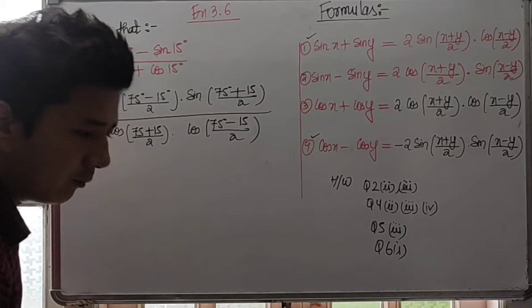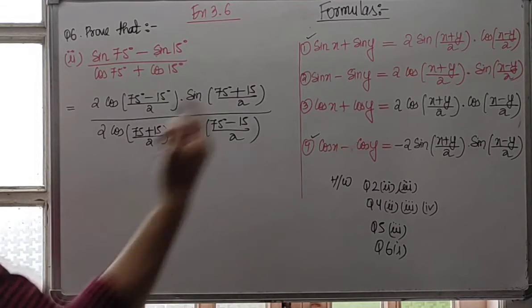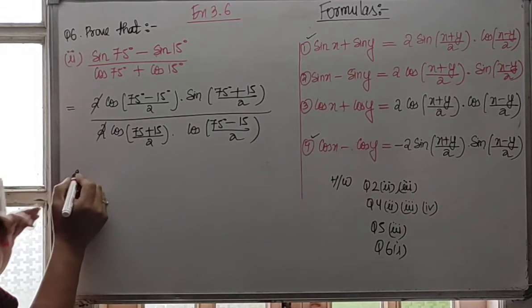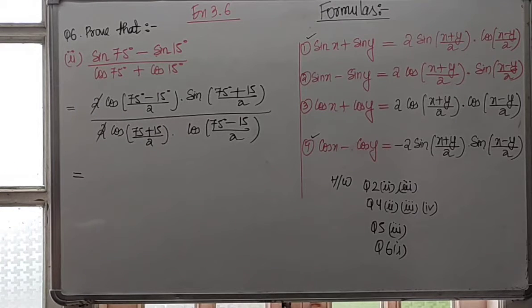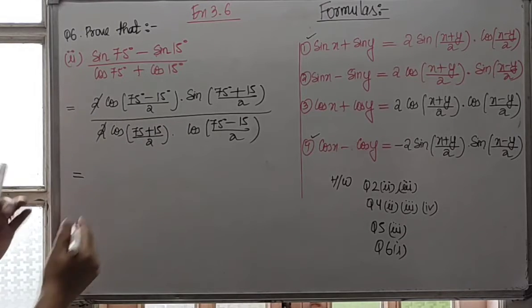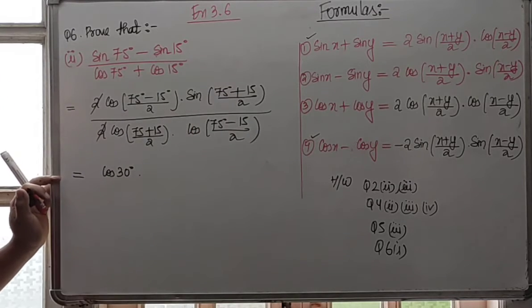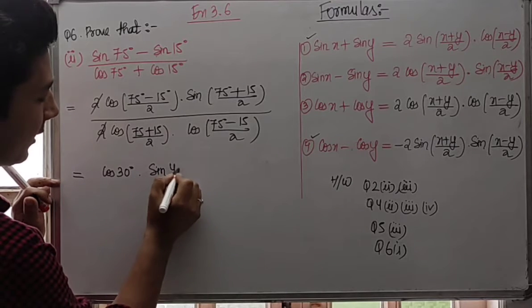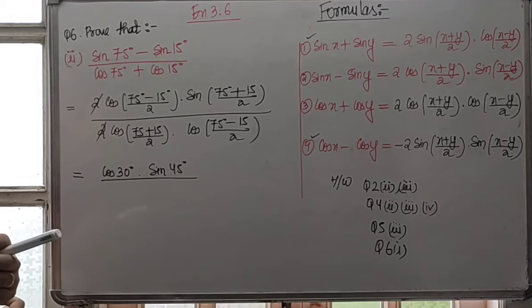For 6 part 2, you have to prove that this is equal to 1 by root 3. So let's use the formula. The moment you use the formula, you'll get this. I hope you are clear. First of all, you can cancel 2 and 2. 75 minus 15 is 60, 60 by 2 is 30, so this is cos 30 degree, and 75 plus 15 is 90, 90 by 2 is 45, so this is sine 45 degree divided by this, sine 45, right?